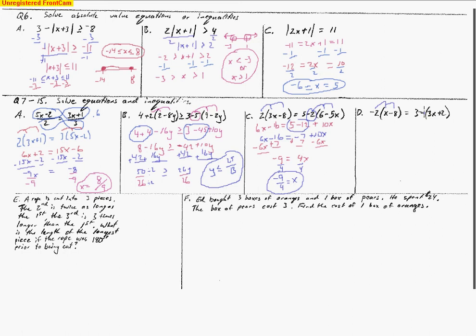Think of this as like -1. And you're going to distribute the -1 over those two terms. So when we do that, we've now got -2x plus 16 equals 3 minus 3x minus 2.